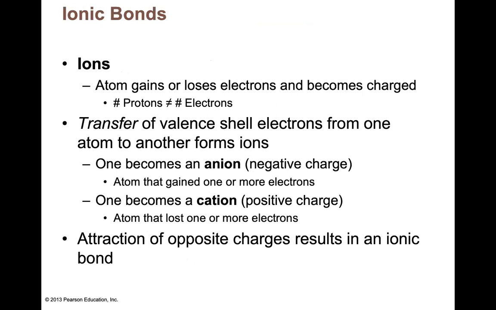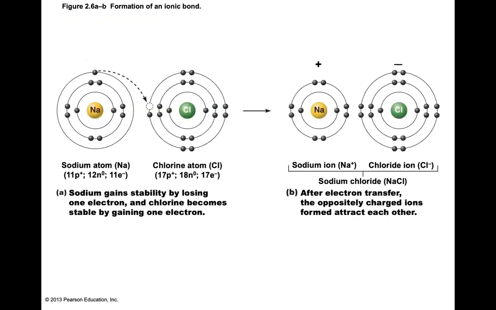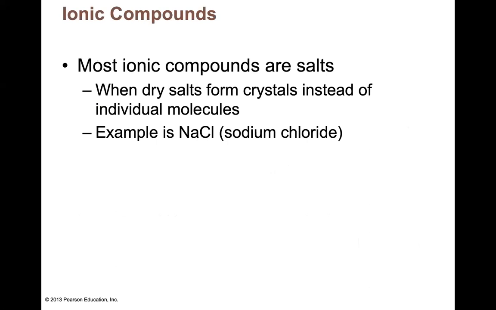Ionic bonds are when you have the transfer of valence shell electrons from one atom to another, which forms ions. And the attraction of opposite charges results in an ionic bond. So here you actually have the formation of an ionic bond where you have the transfer of electrons from one molecule to another. Sorry, one atom to another. Most ionic compounds are salts.